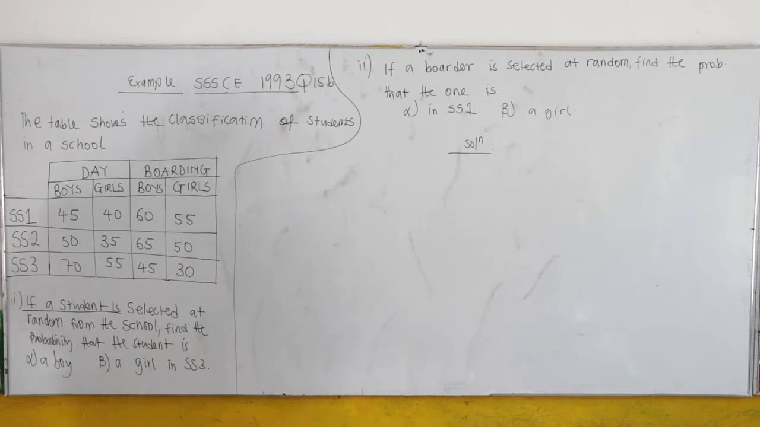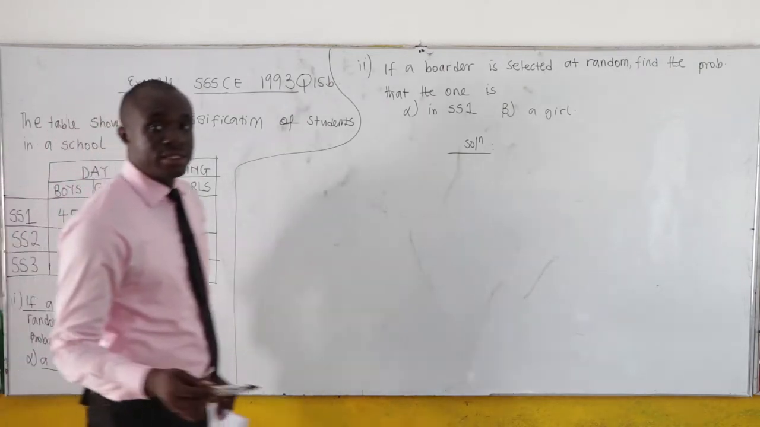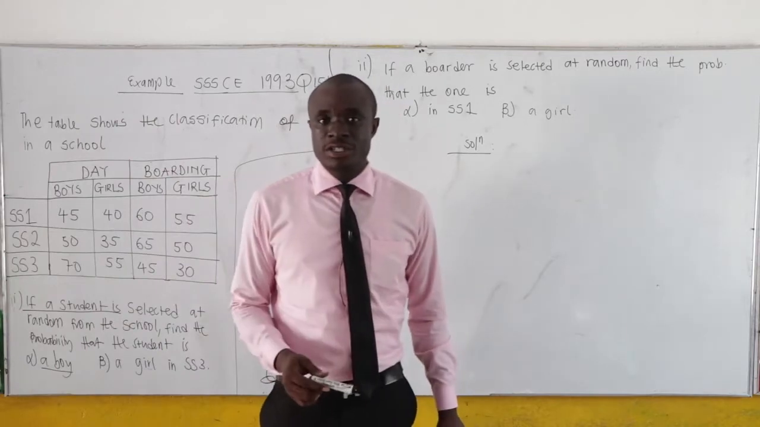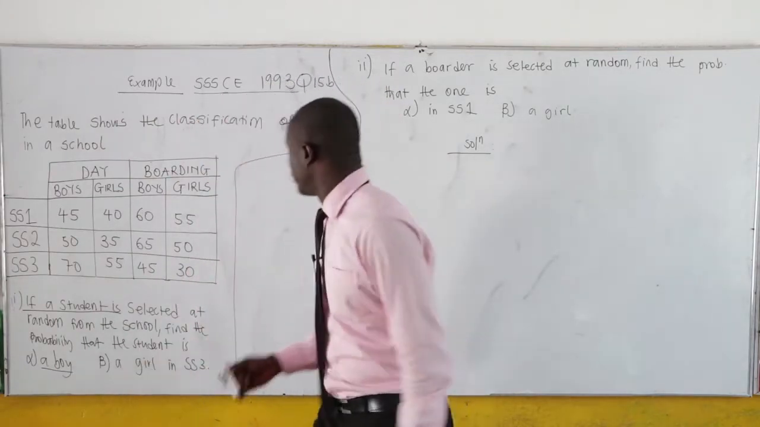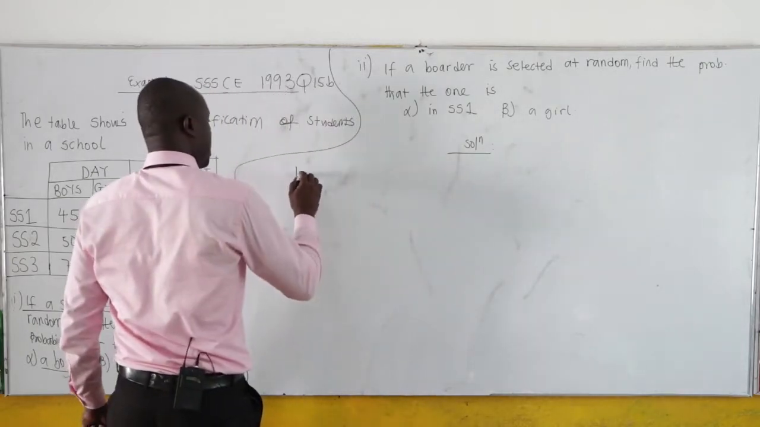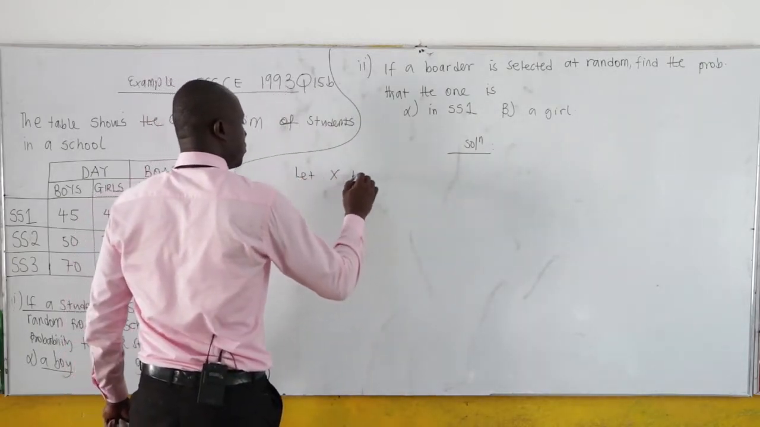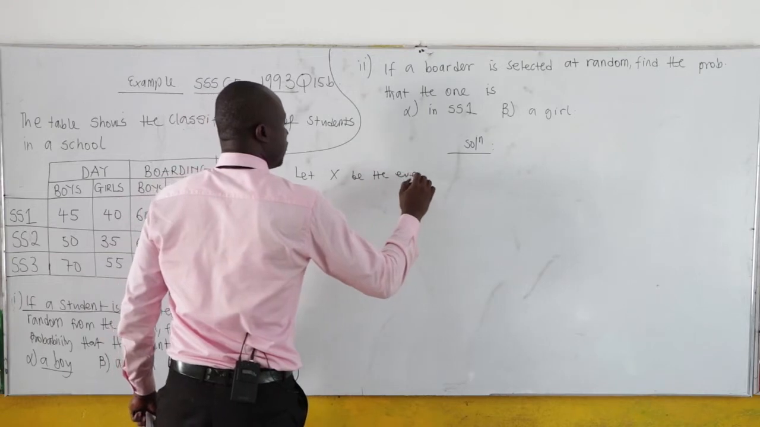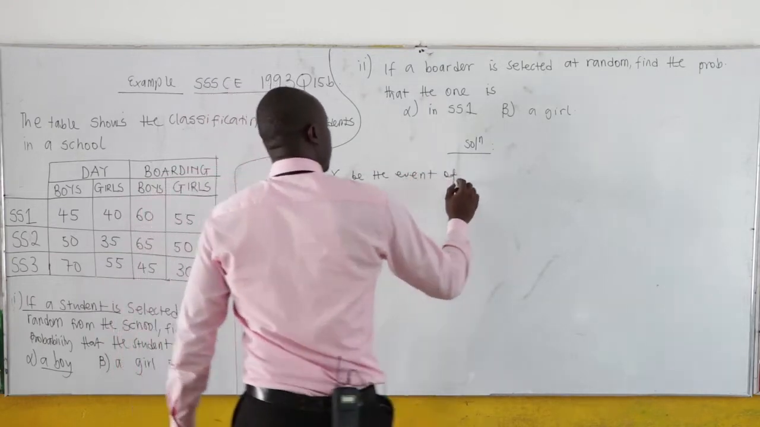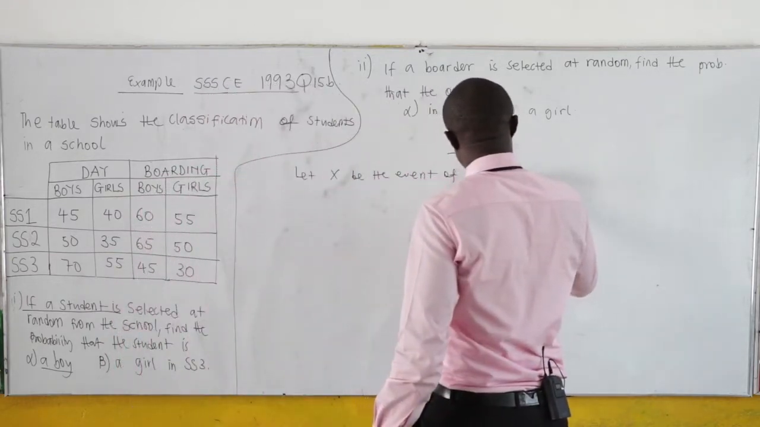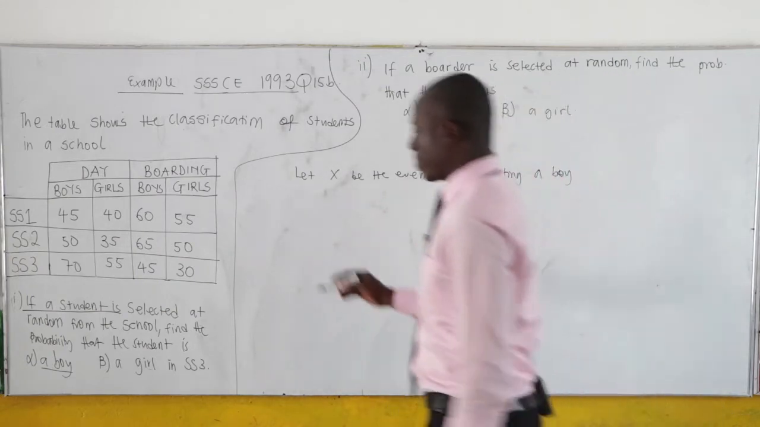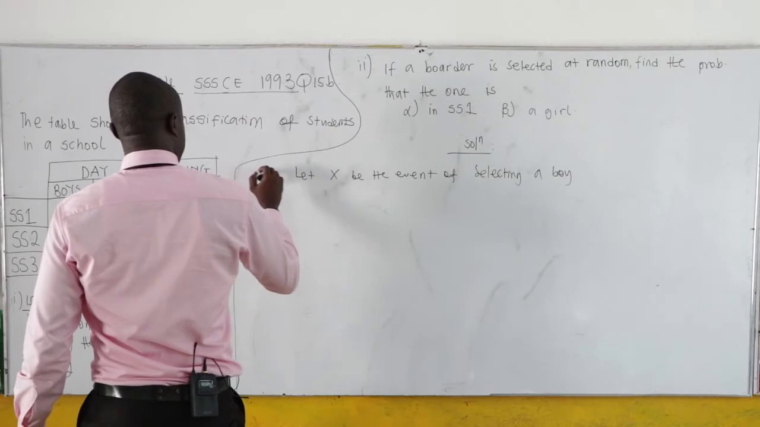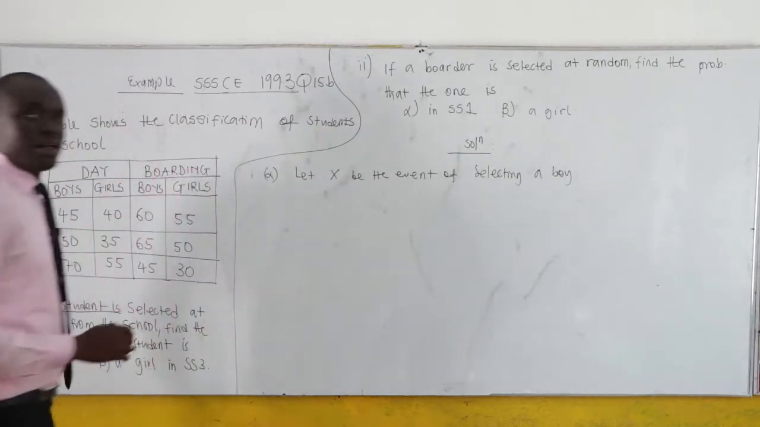So here, the event is a boy. We know that an event is a defined occurrence or situation. So what they are asking us to find, the event, is a boy. So here, I can see that let X be the event of selecting a boy.